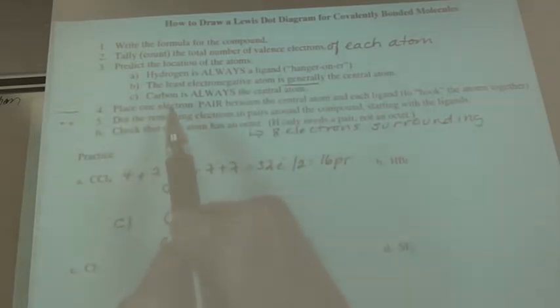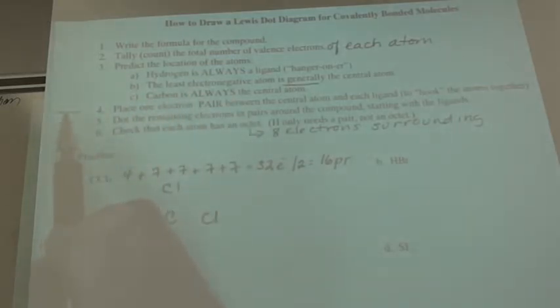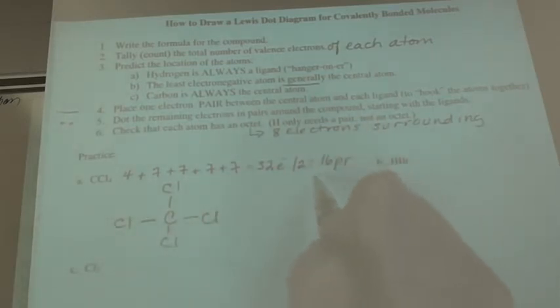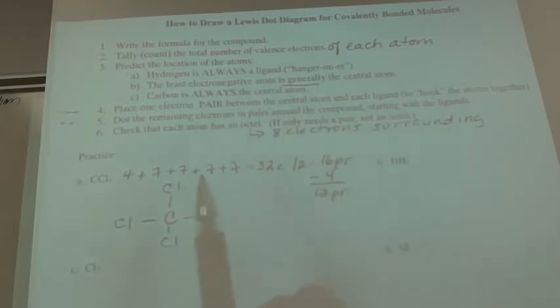Now it says place 1 electron pair, and I'm going to denote that with a line, to hook the atoms together. So I'm going to use 1 of my pair, 2 of my pair, 3 of my pair, 4 of my pair have been used just to hook them together. So I've used 4 pairs up. I have 12 pair remaining to dot around, starting with the ligands. These are the ligands, the hanger-oners. Doesn't matter where you start, but you must do it like this.